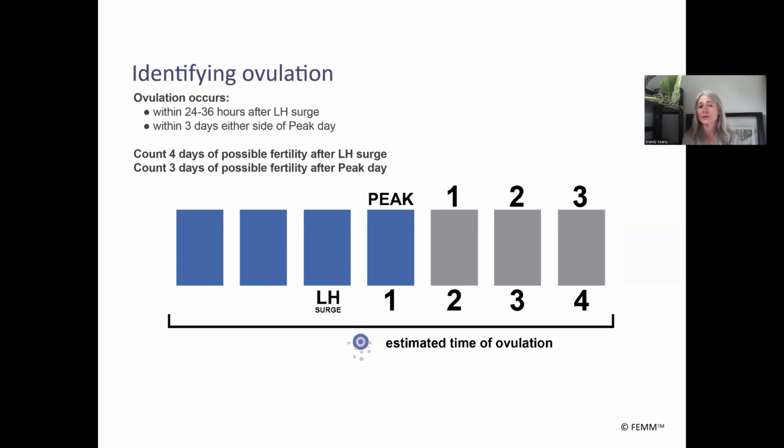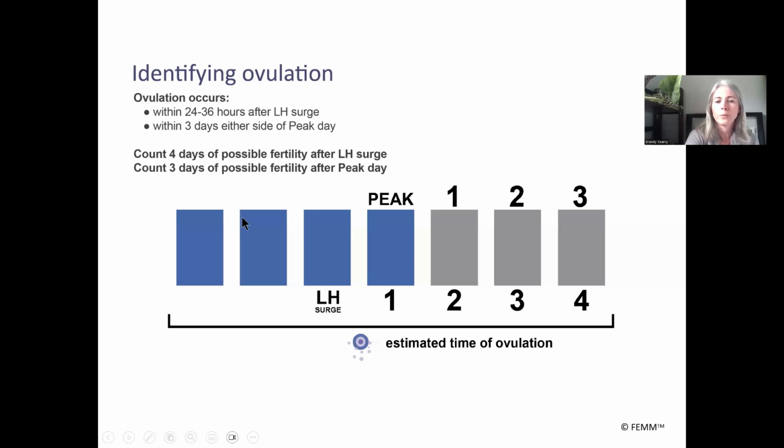I believe it's 6 hours. So what you're seeing in your urine is kind of after the fact. Because most of the time I think you'll probably hear me quote 24 hours, and I might have even said 12 to 24 hours. So after the LH surge is when ovulation occurs. And then ovulation also happens within 3 days of either side of your peak day. So how do you know when your peak day is? Your peak day is your last day of fertile quality cervical fluid.